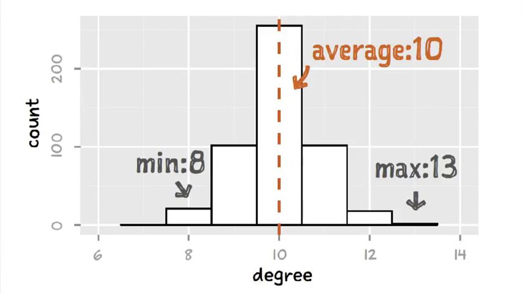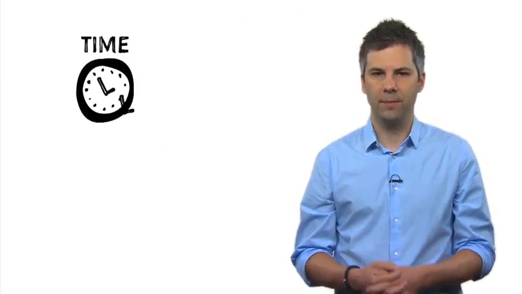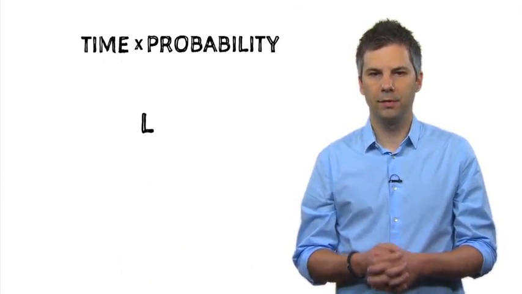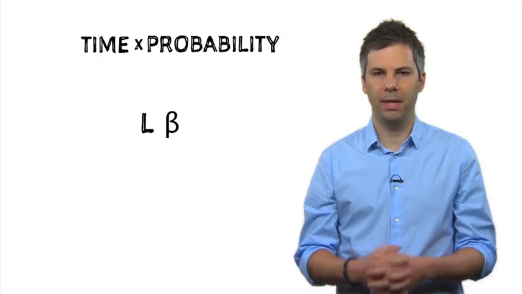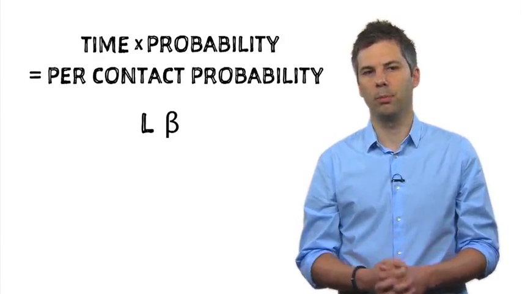In order to understand why the degree distribution is important, we need to understand how it affects the basic reproductive number R0. Imagine a node in our network that is infectious. Let's say this is the first infected node in the network. First, we need to know the probability of disease transmission per contact. That's straightforward. It is simply the total time that the node is infectious, L, times the probability of disease transmission per unit time, beta. So the product of these two numbers is the per contact transmission probability.